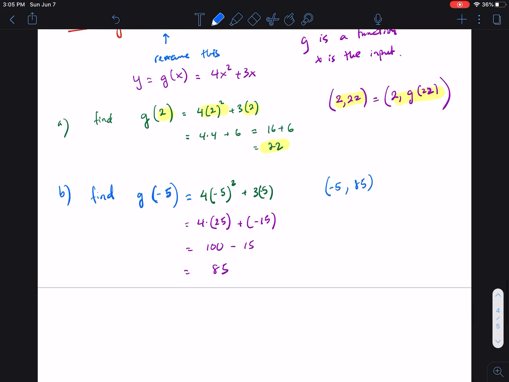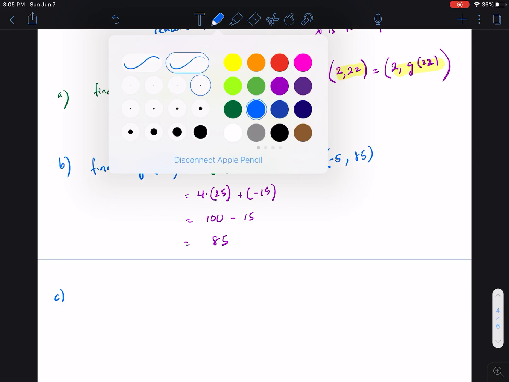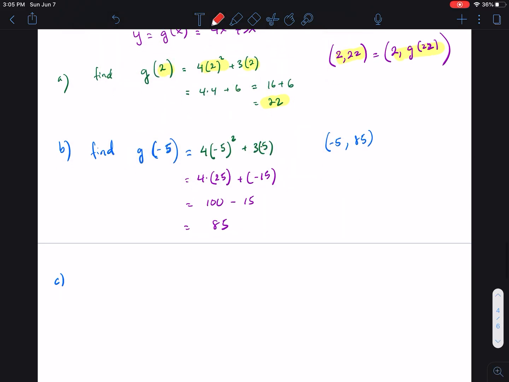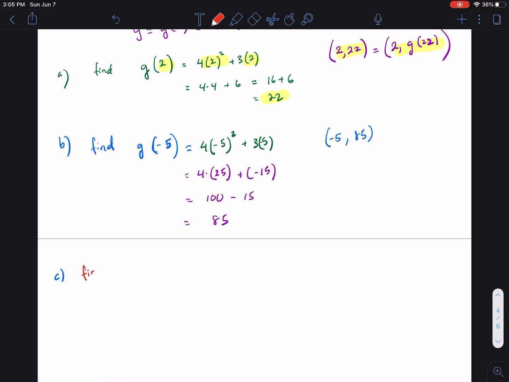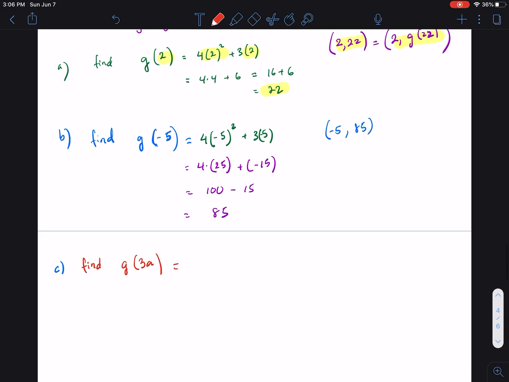Sometimes you see another example like this, where it's already confusing, and we want to make things more confusing by asking you to find g of 3a. Well, if we can do g of negative 5, we can do g of 3a. What does this mean? It means that whatever is inside the parentheses is going to be your input. So we find where the x is, stick that 3a into the x, and then we calculate what the output is going to be.